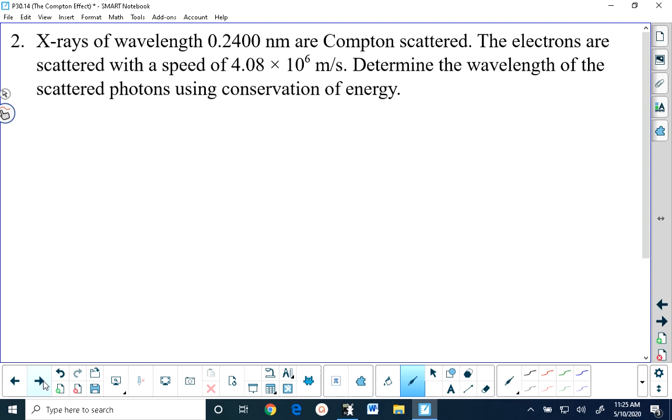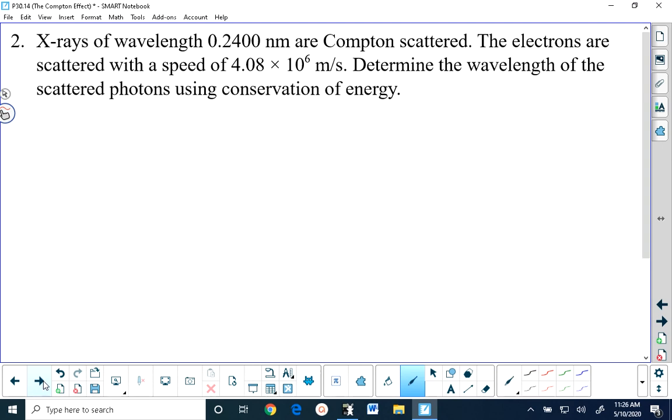All right, number 2, X-rays of a particular wavelength are Compton scattered. What that means is the photons in the X-rays strike free electrons, and the electrons get kinetic energy and momentum from those photons. We're asked in this question to determine the wavelength of the scattered photons using conservation of energy.